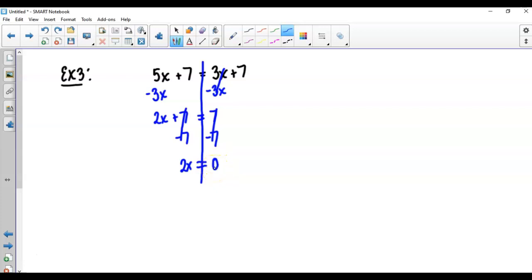0 is a number, and we have to remember that 0 can be your answer. So if you divide both sides by 2 here, 0 divided by 2 is 0. So 0 is the answer. If you plug 0 back in, 5 times 0 plus 7 would be 7. 3 times 0 plus 7 would be 7. 0 is the answer for this problem.